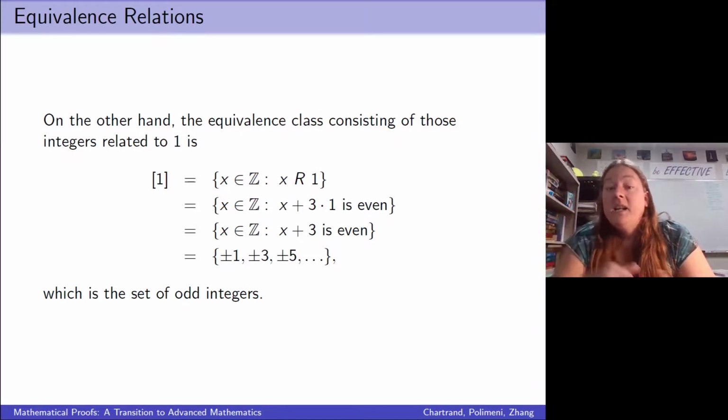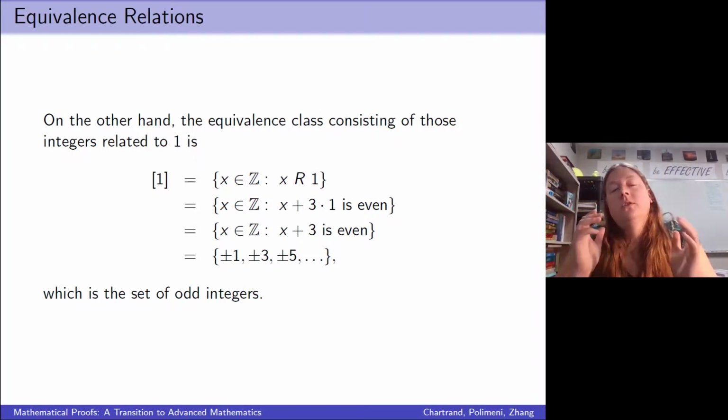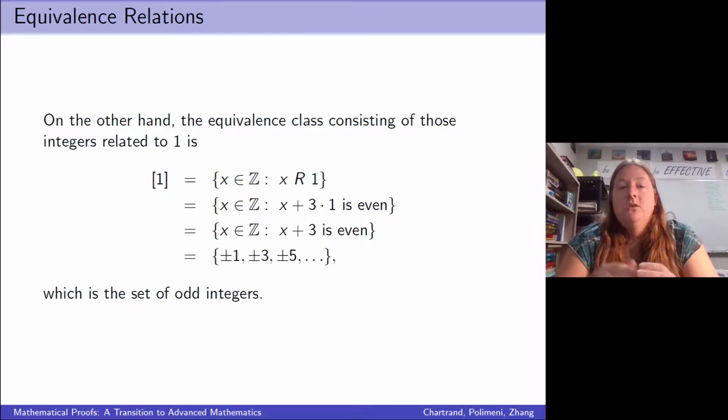So let's look at an odd integer and see what happens. Let's look at 1, our favorite odd integer. I want to look at the set of elements that are related to 1. So what I'm really looking for is x plus 3 times 1 is even. Now x plus 3 is even is what I'm really looking for. 3 is odd, and I know that if I want to get an even and I'm adding something to an odd, it needs to be an odd. So I need to have odd plus odd. So that means that x must be odd integers. And I know those: plus or minus 1, plus or minus 3, plus or minus 5, and so on.